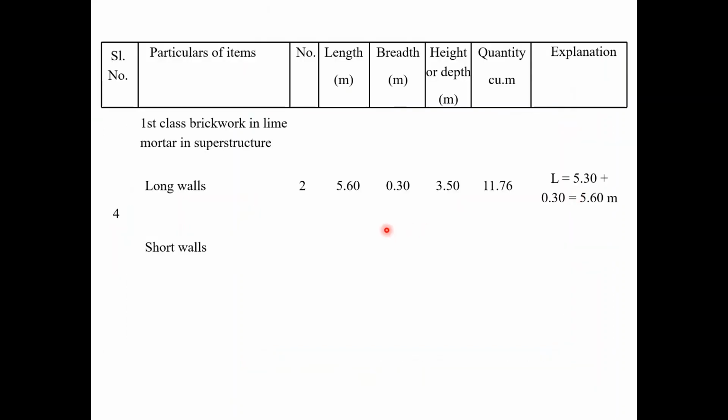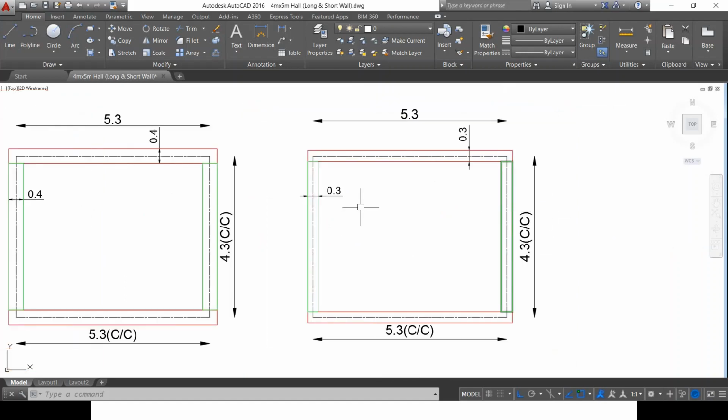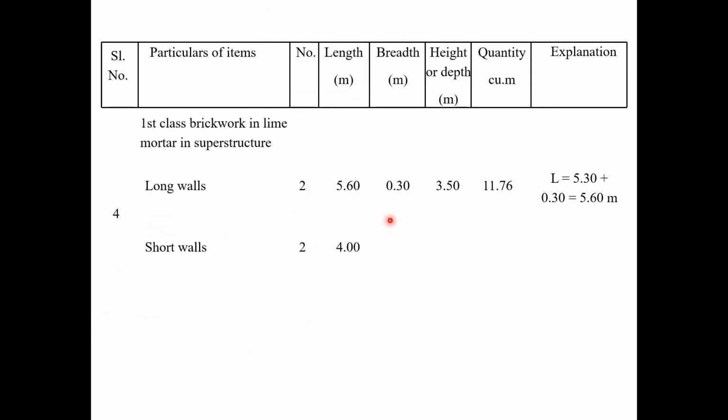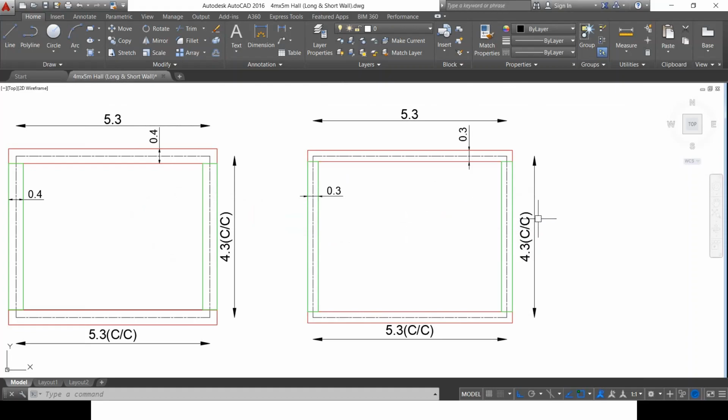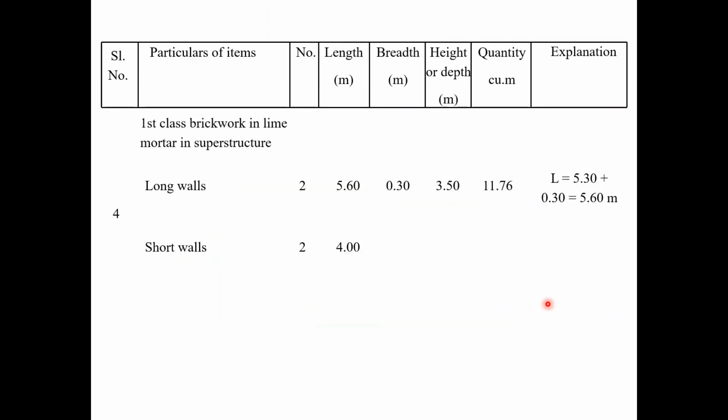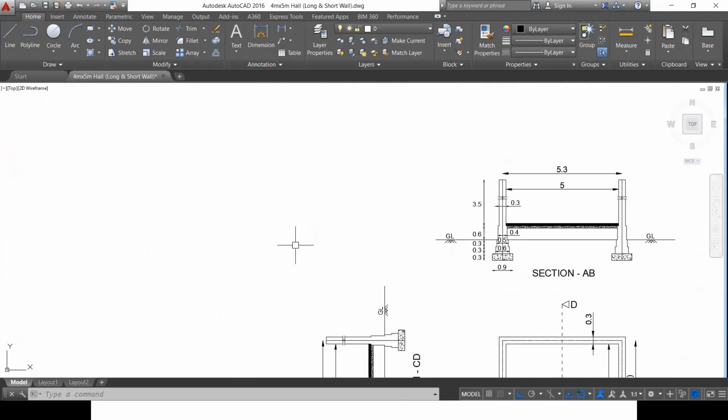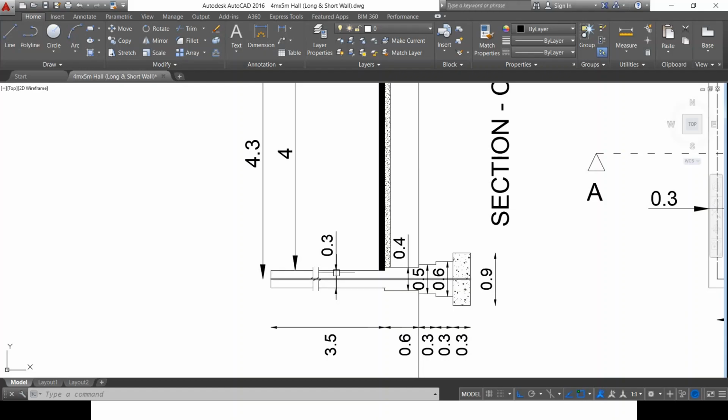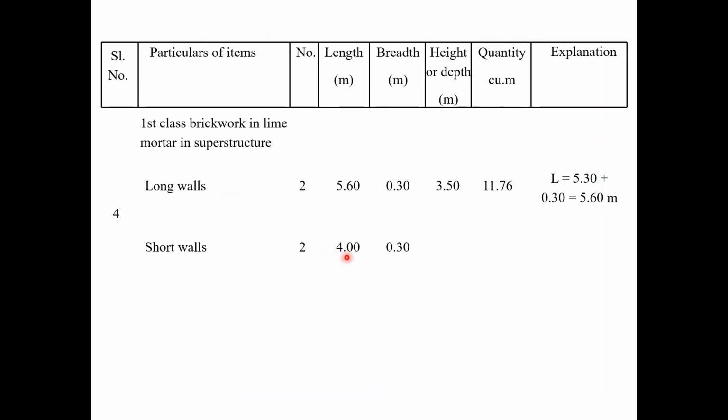So we will be getting it as two number of walls are there. This is one wall and this is the other wall. And the length is 4 meters because 4.3 is center to center distance. 4.3 minus of 0.3 by 2 minus of 0.3 by 2, we will be getting it as 4 meters. And the width of the wall is of course 0.3 meters, which is shown here also, 0.3 meters. And height is again 3.5 meter. Height or depth of the wall is 3.5 meter.